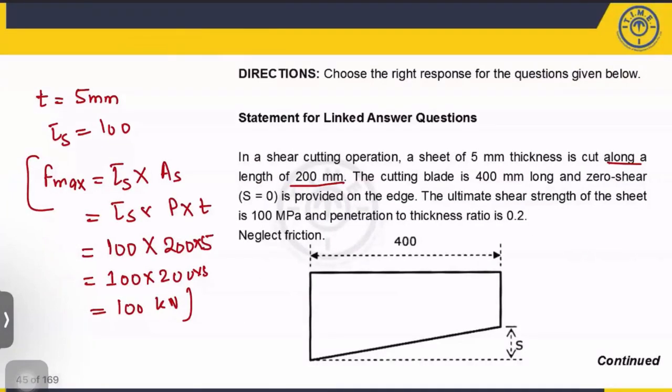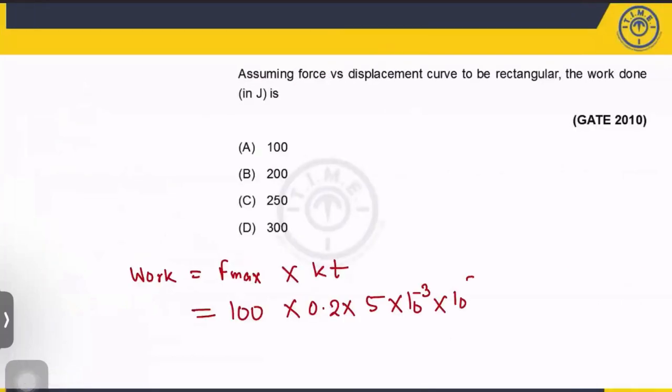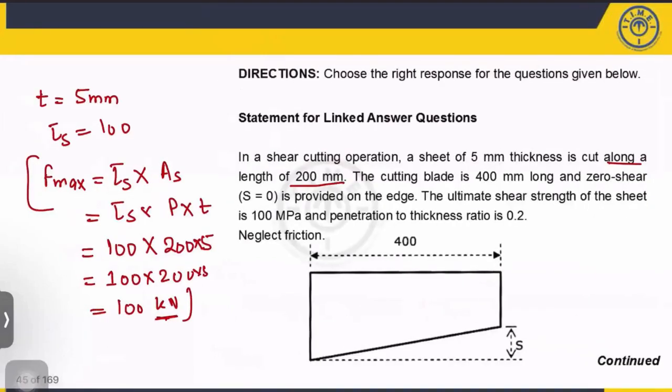The force value which you are getting is in kilonewton, so you convert it into Newton. So this value will be 10 to the power of 3. Once you solve, this will cancel out. 5 into 0.2 is 1. That means 100 joule of work is needed for this particular sheet metal operation. So this is the first question, where you are not providing any shear.